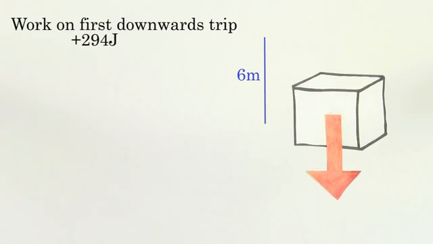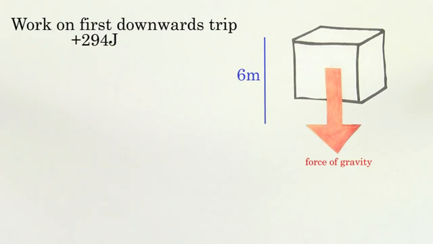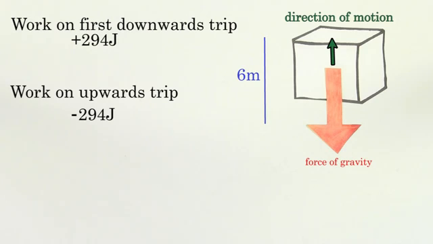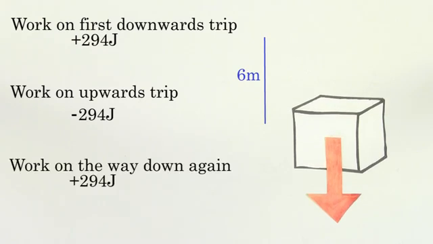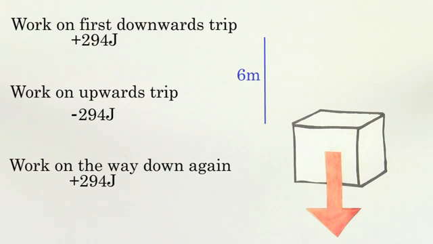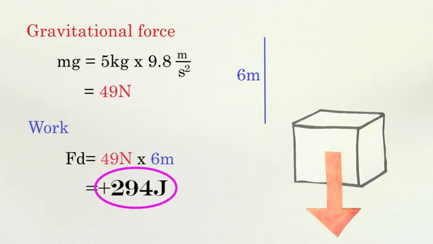Then for the upwards trip, since the gravitational force is pointing in the opposite direction of the motion of the mass, the work done by gravity is going to be negative 294 joules. Then for the last trip downwards, the work again is positive 294 joules. That means that the total work done on the mass from gravity is still 294 joules, just like it was when the mass was lowered only once.